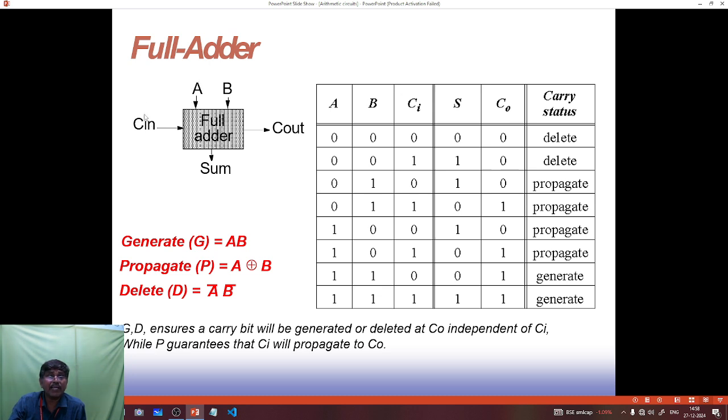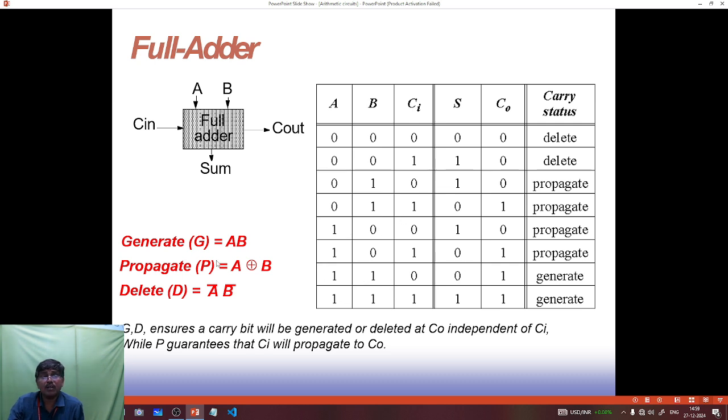Here there is a carry in. And there is a sum and C out. So here 3 inputs and we are getting 2 outputs, sum and C out. The tabulation shows the inputs as well as the outputs and carry status given in the truth table. With 3 inputs, how many possible combinations? 8 possible combinations: 000, 001, 010, 011, 100, 101, 110 and 111.